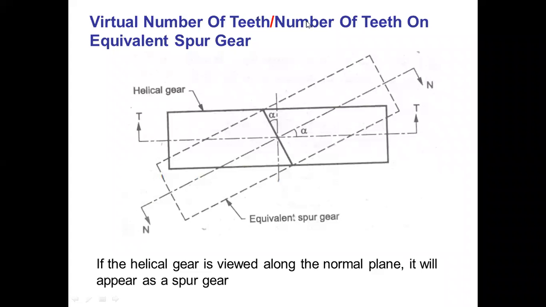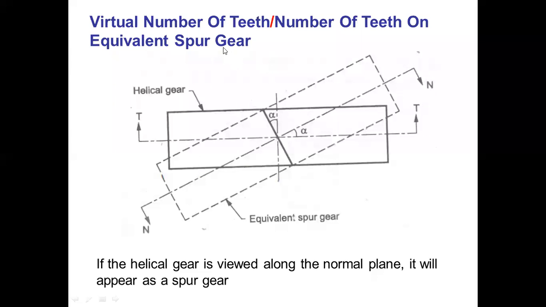In today's session, we will discuss the next topic, that is virtual number of teeth, or number of teeth on equivalent spur gear. Means what? The concept of equivalent spur gear is used in the design and analysis of the helical gear.